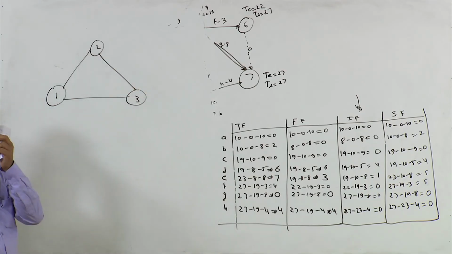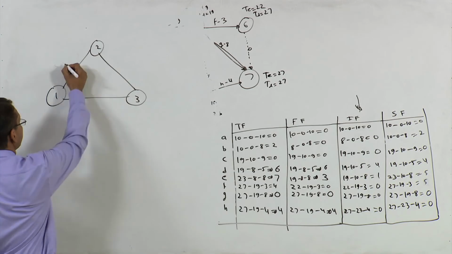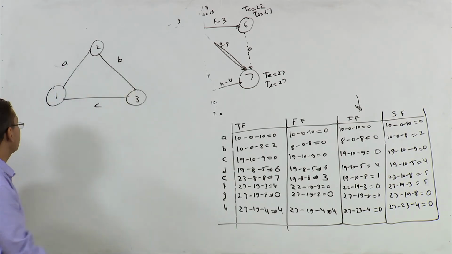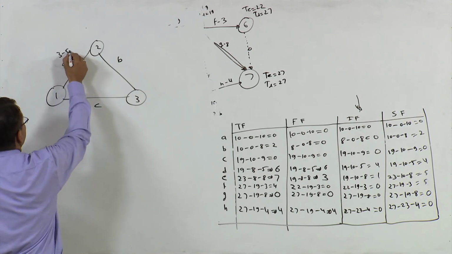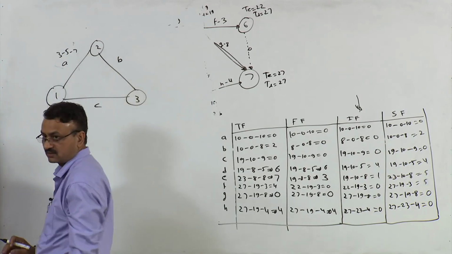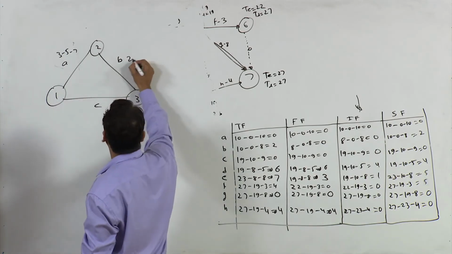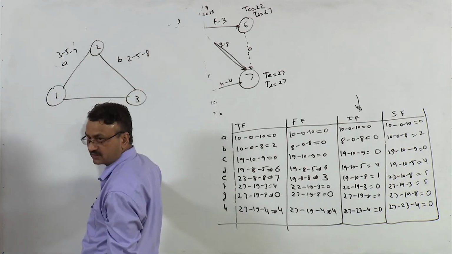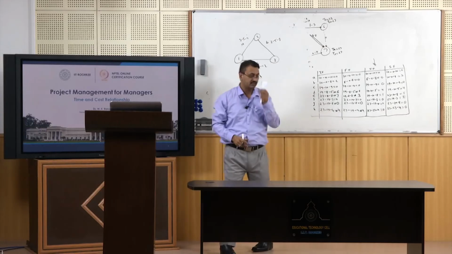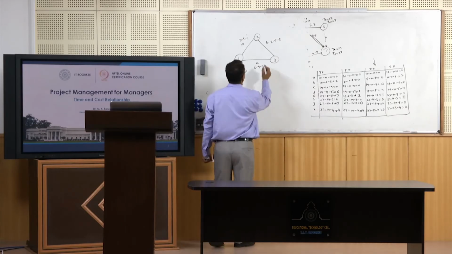Right, and there are 3 activities, A, B and C, and their time estimates are 3, 5 and 7. For this it is 2, 5 and 8, and for this it is 6, 9, 12. Now which path is critical path? Let us look at this.